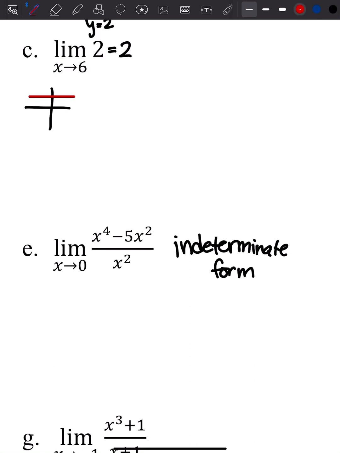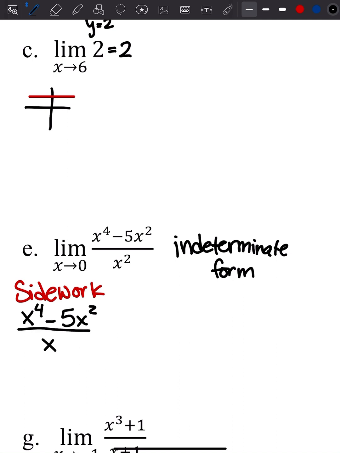One way that we can do it is by claiming we have side work. So I'm going to go ahead and write side work over here, and I am going to take this function and move it around. The thing we have here is x to the fourth minus 5x squared over x squared. One thing that I'm going to do is try to factor as much as I can. What I'm trying to factor here is what things have in common. If I look here, x to the fourth and 5x squared have x squared in common.